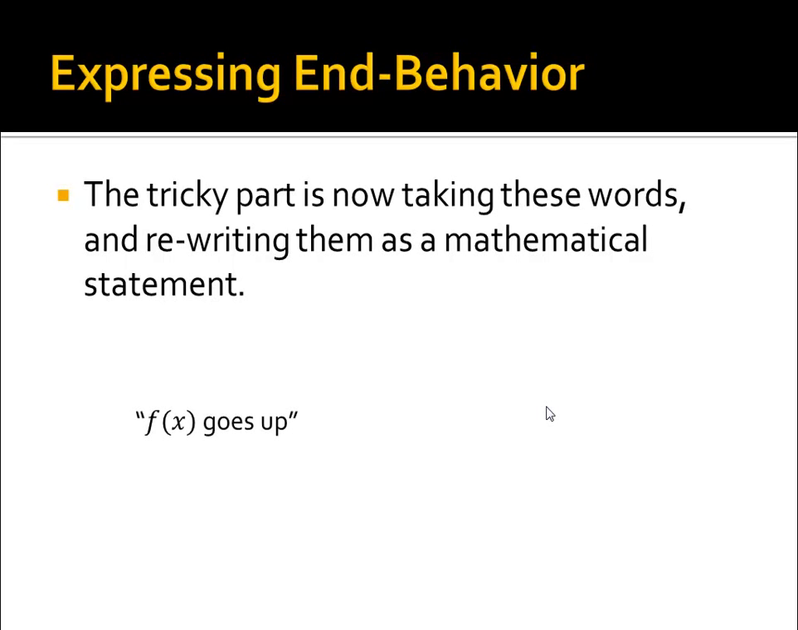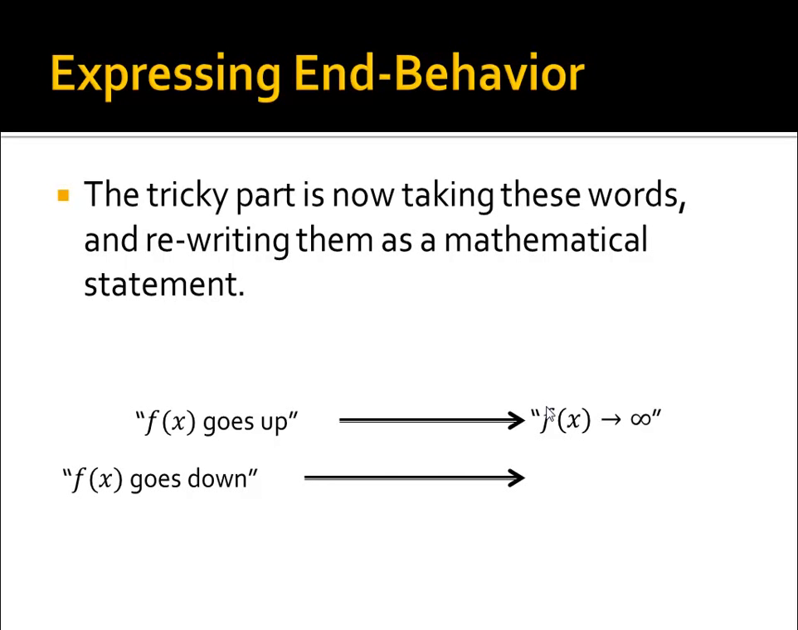Now, f of x goes up. That's a fancy word for saying y. Since it's going up, the y values are getting bigger, so we would say they are approaching infinity. Same thing here. F of x goes down. The fancier way of saying that is f of x approaches negative infinity. It just means it's going down.